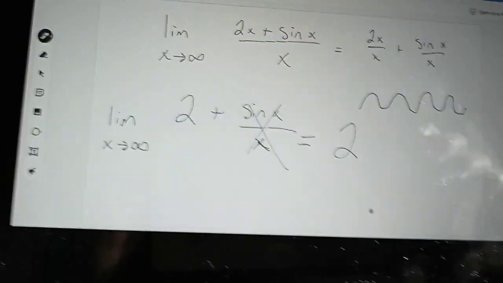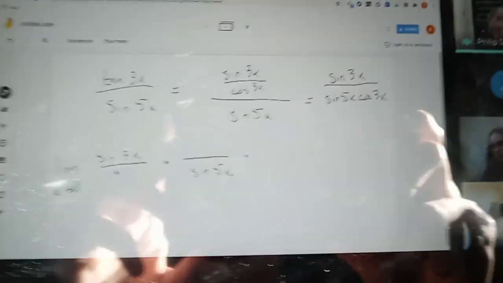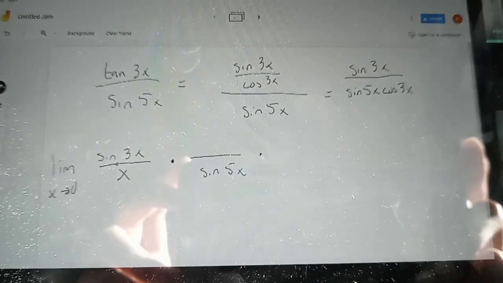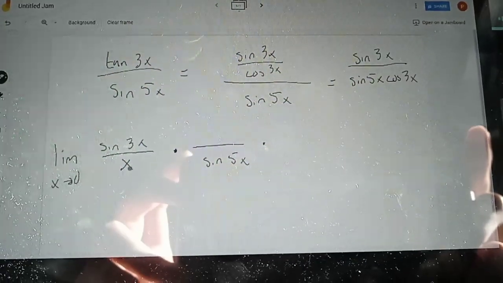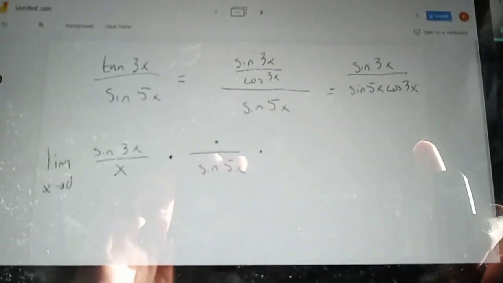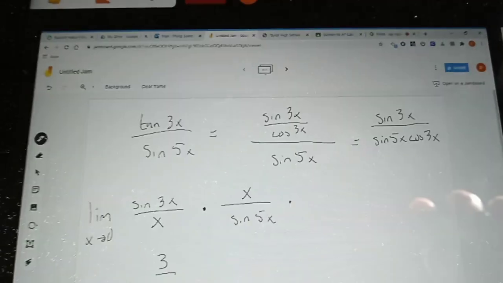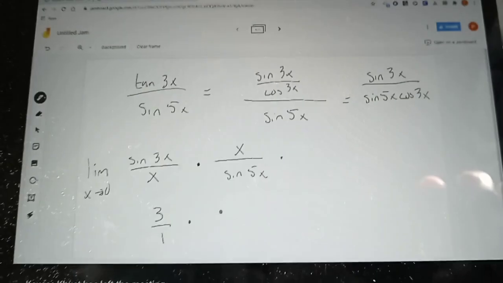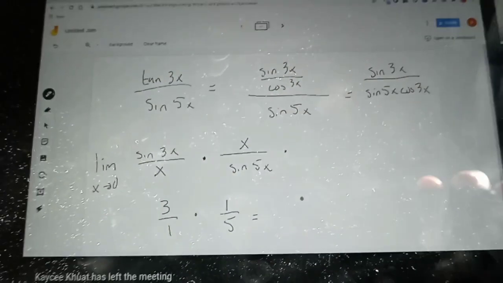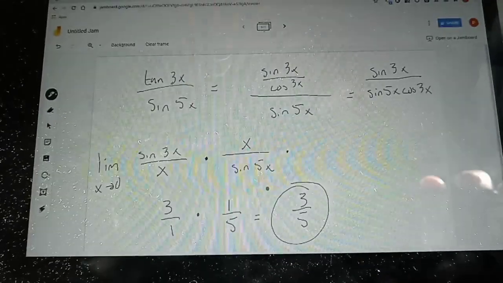Does that make sense? If I were to just simply put an x there, so I know that x wasn't there before, so I need to compensate for that x by putting an x here as well. The point is by doing that, I haven't changed the problem at all, because there's 1 on top and 1 on bottom, and the limit of this is going to be 3 over 1, and the limit of this is going to be 1 over 5, so your answer is just going to be 3/5.